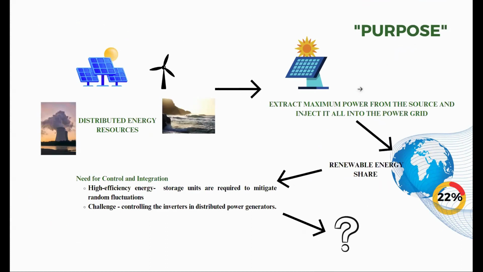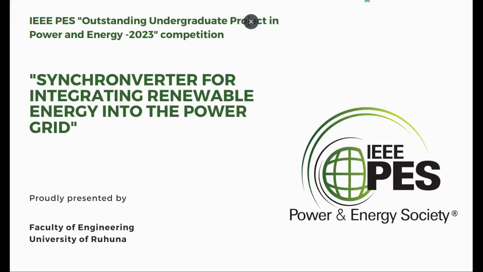Then the main challenge is controlling the inverters in these distributed power generators. As we implement more inverters when integrating renewable energy into the grid, we are facing lots of fluctuation. To mitigate those fluctuations, we are introducing the improvised Synchronverter as the solution. So this is how it works.